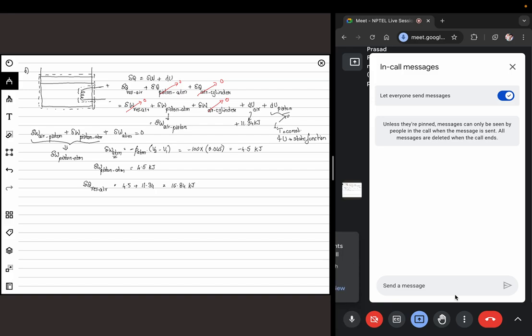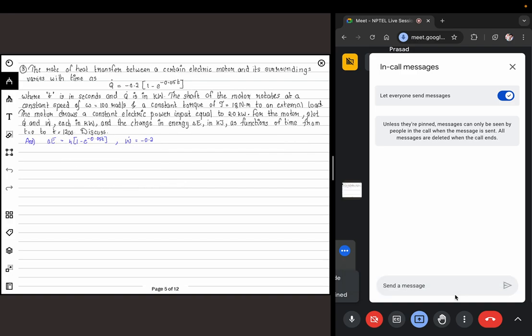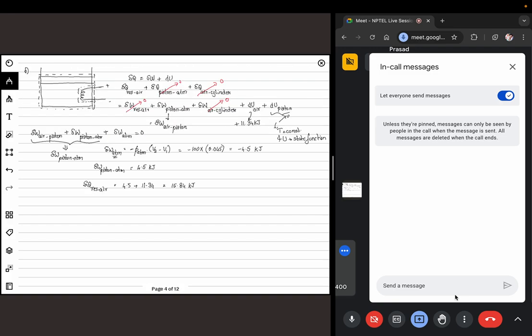Is this clear? Yeah, I hope this is clear. So we'll go to the next problem.